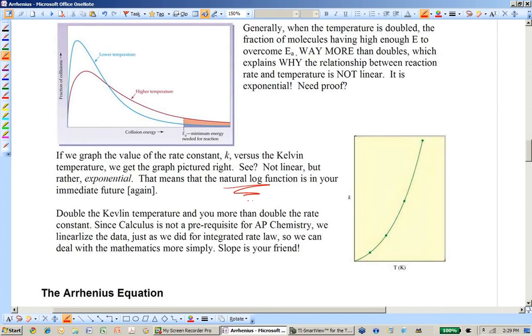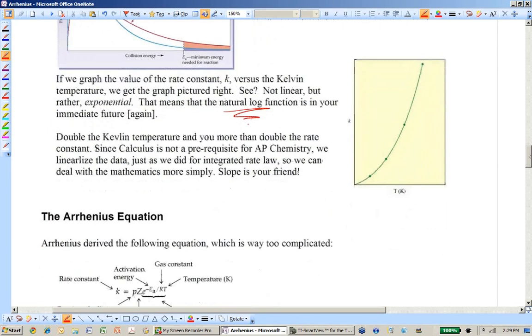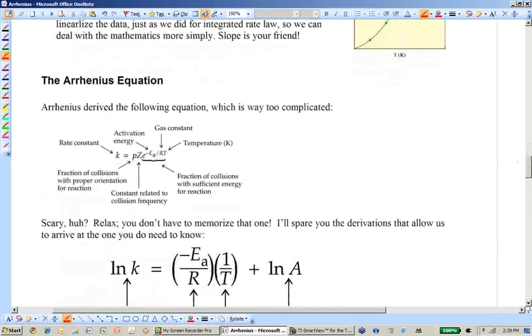Since calculus, again, is not a prerequisite for this course, we're going to linearize the data. y = mx + b is your friend. Slope is your friend. This has been something you have embraced since middle school. So I hope you're getting your mileage out of it. And I hope you've written a letter of thanks to the person who taught you about slope and y = mx + b in the first place. Sometimes you got to pay it forward.